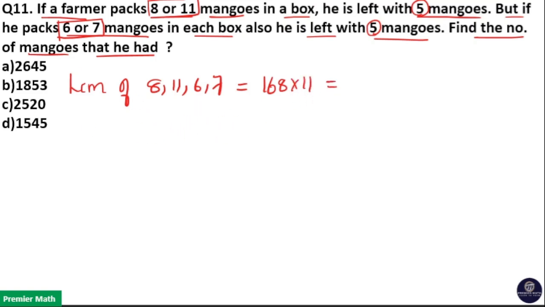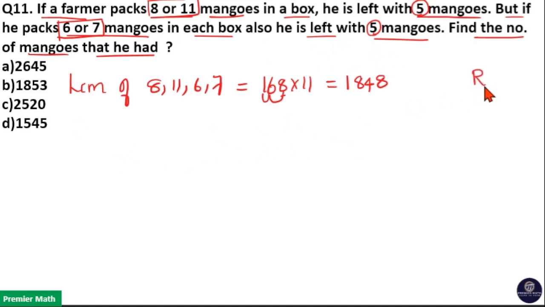Here, when a number is multiplied with 11, write the unit digit of that number. Now, 8 plus 6, 14. Remainder 1. 6 plus 1, 7. 7 plus 1, 8. Now, write the last digit, that is 1. So, 1848 is the LCM here.